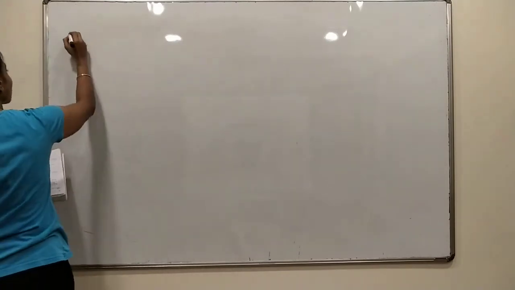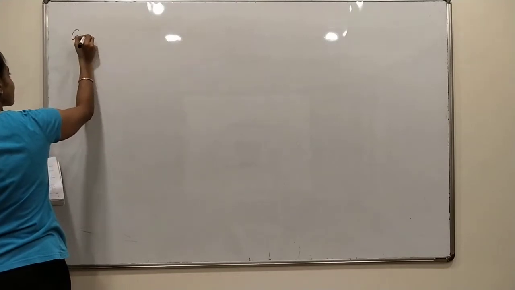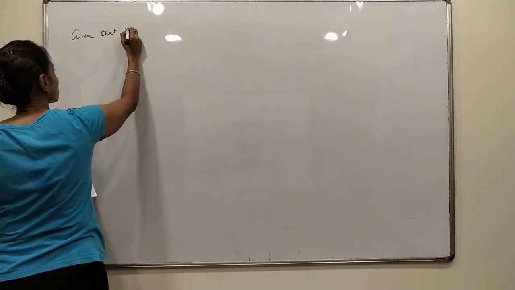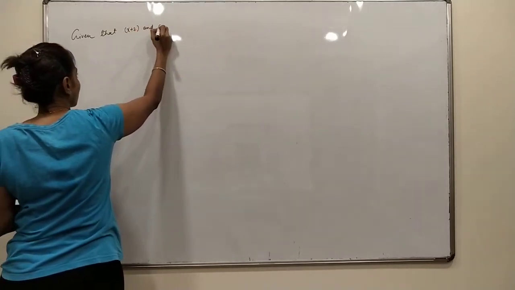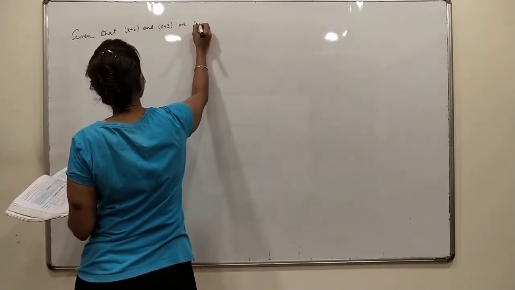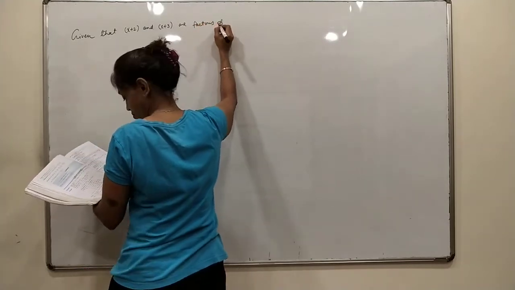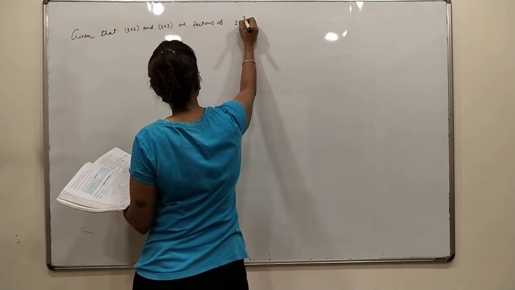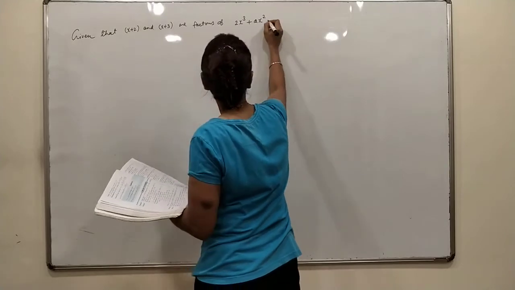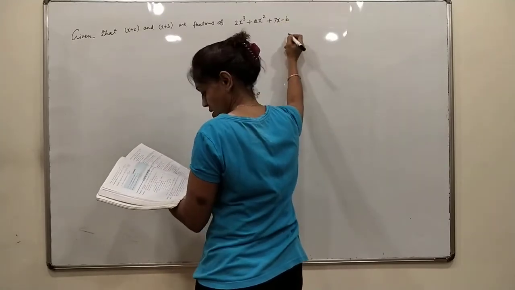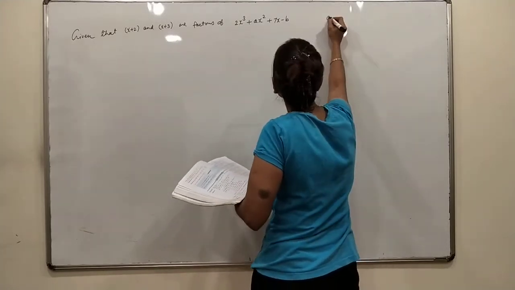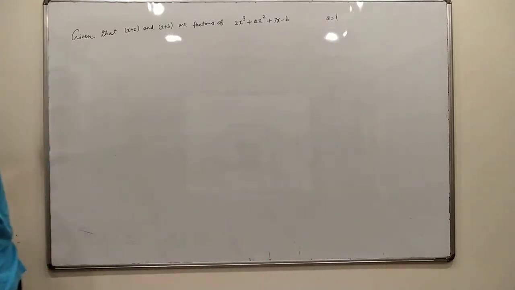Example number 2. Given that x plus 2 and x plus 3 are factors of 2x cube plus ax square plus 7x minus b, determine the value of a and b. You have to find a and b. Right?